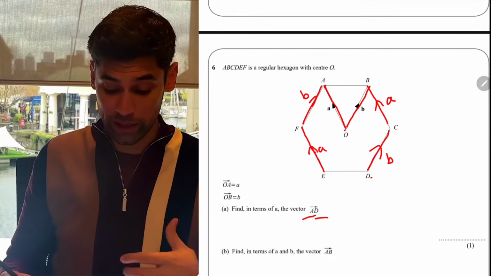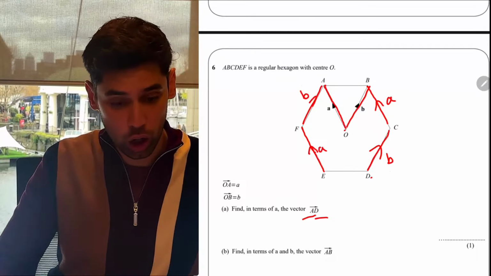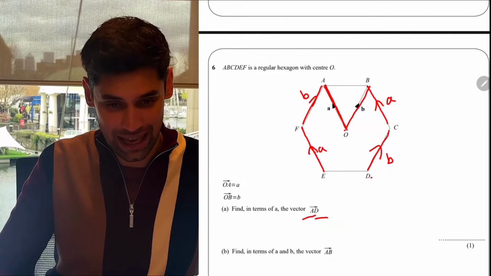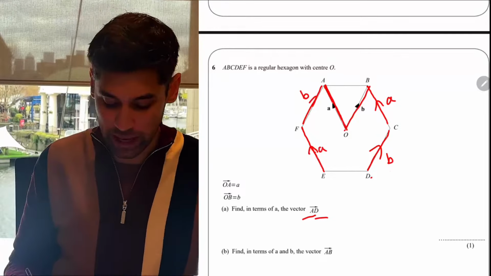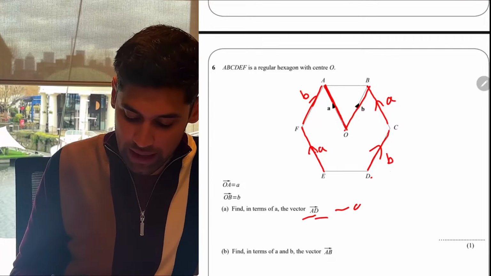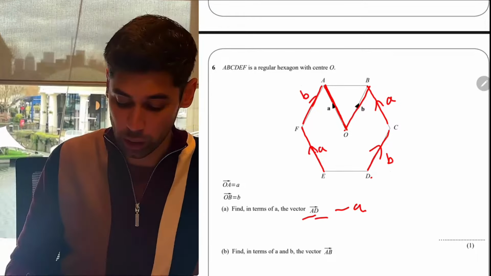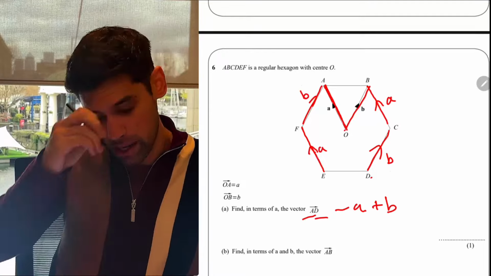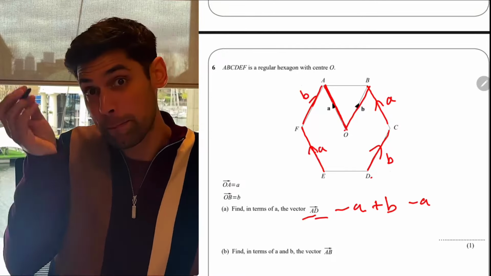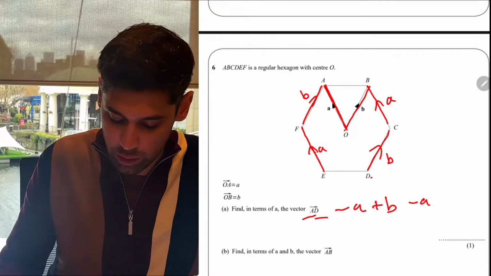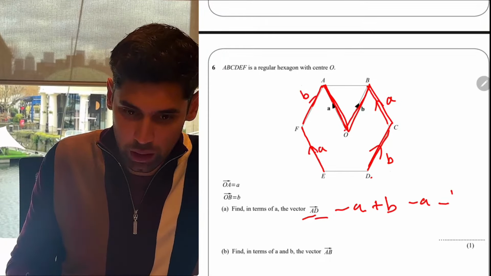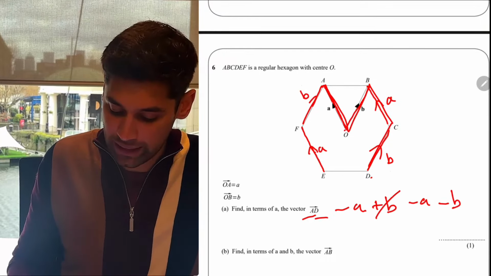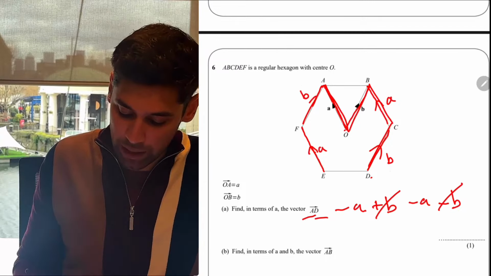And the way we notate that is from A to O, we go minus A. The reason why it's minus A is because we're going against the arrow, the opposite direction of the arrow. So it's going to be minus A, then plus B because we're going along with the arrow, then minus A again, and then minus B because we're going against the arrow. And then we simplify, the B's are going to cancel out, plus B minus B. Minus A minus A is minus 2A.